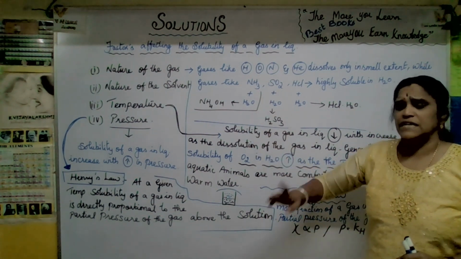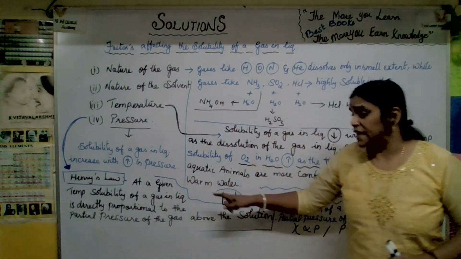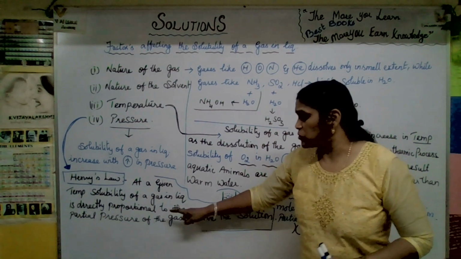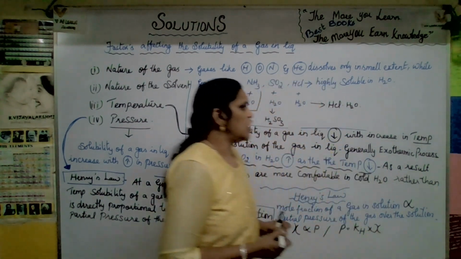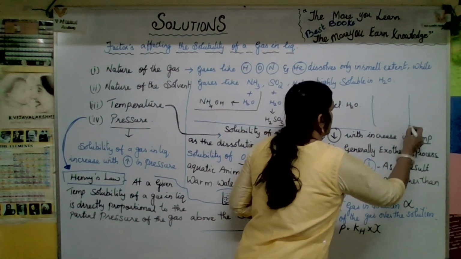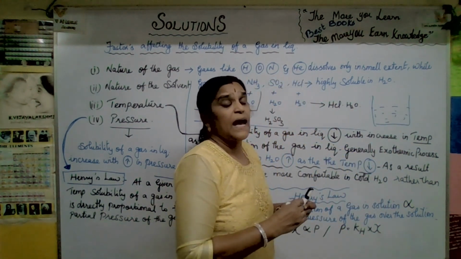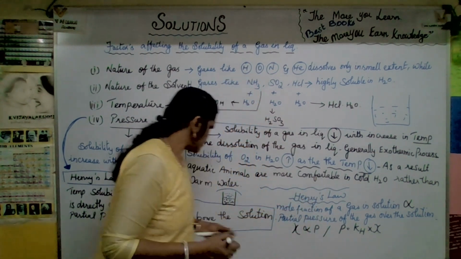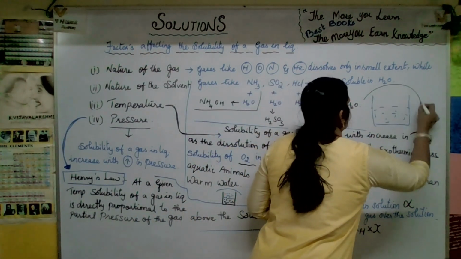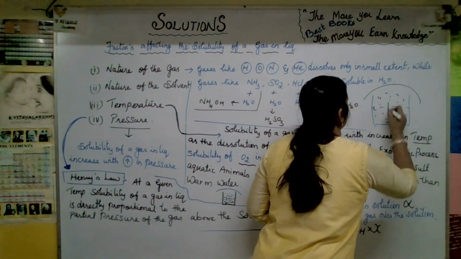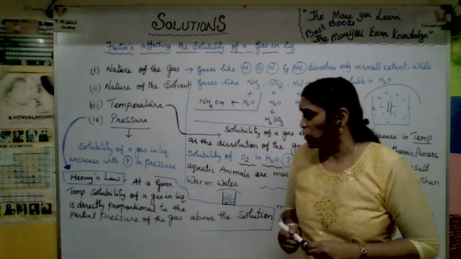Henry's law states that at a given temperature, the solubility of a gas in liquid is directly proportional to the partial pressure of the gas above the solution. For example, you take a cup of water. In that, the solubility of a gas in liquid is directly proportional to the partial pressure of the gas above the liquid. So both will be equalized. Like this, if one is increasing, the other will also be increasing. That is what has been mentioned.